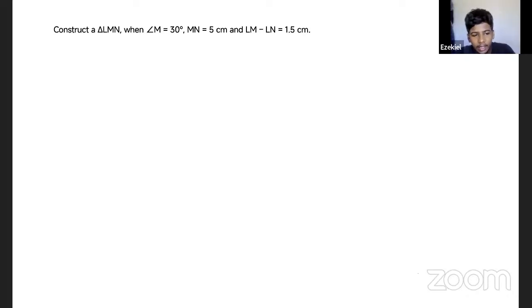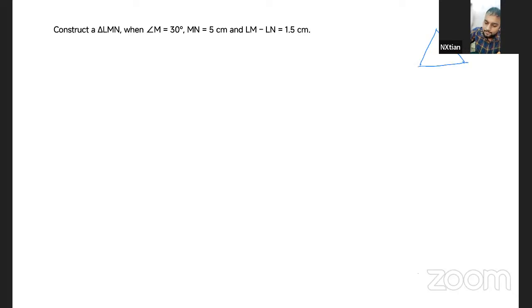Yesterday we did that triangle sum, right? The last sum we did yesterday. Can we do one like that? Yeah, I'll do this after this question. I just wanted to see it done once more because I was a bit confused. No problem. First of all, we have to draw a triangle LMN in which the angle at M is 30 degrees, MN is 5 centimeters, and the difference between LM and LN is 1.5 centimeters.